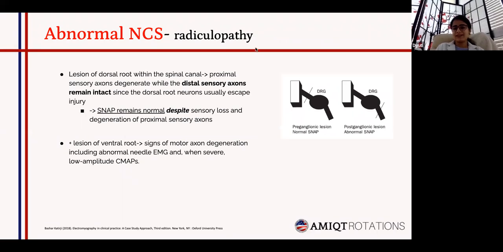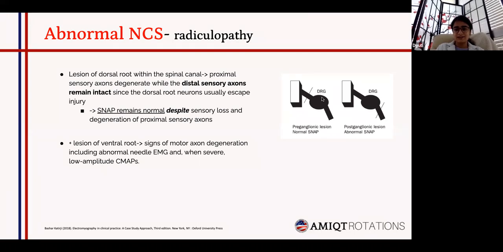Coming to a radiculopathy, by definition it is a disorder of the nerve roots within the spinal canal. Since the dorsal root ganglion of the dorsal sensory root is located outside the spinal canal, this won't be affected in radiculopathy. So radiculopathy is a preganglionic process.